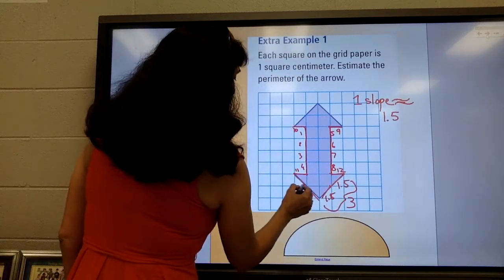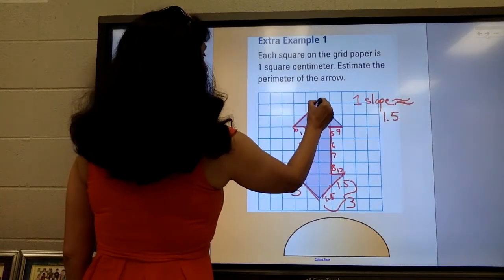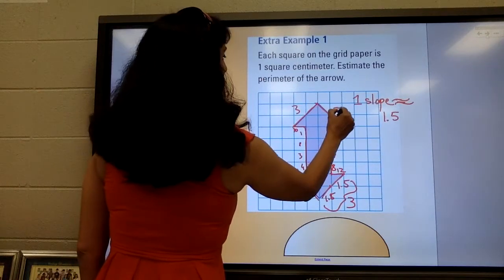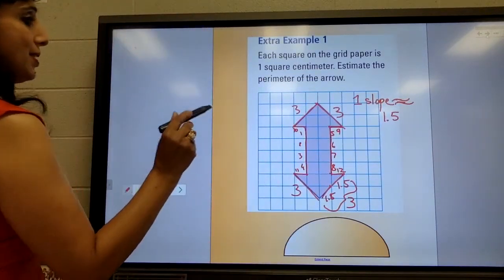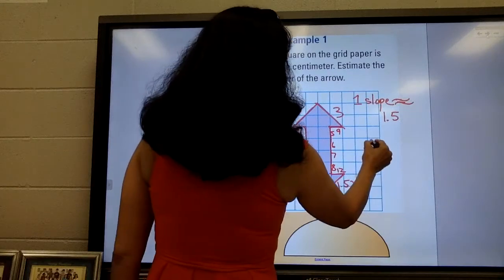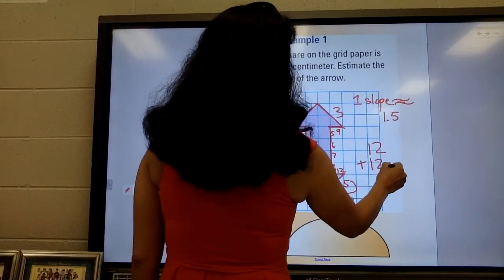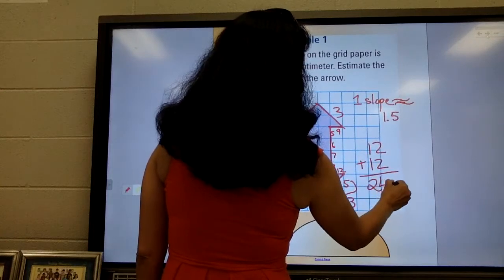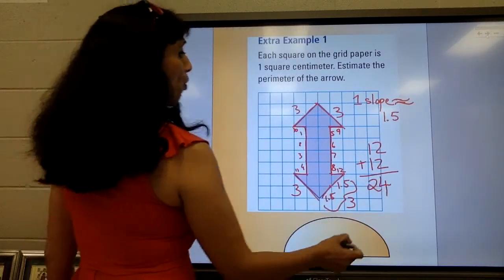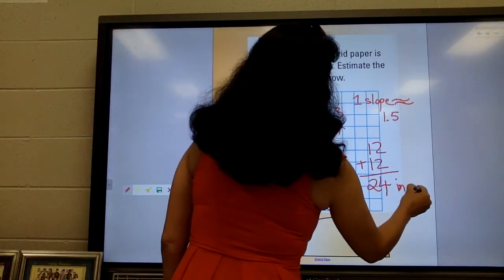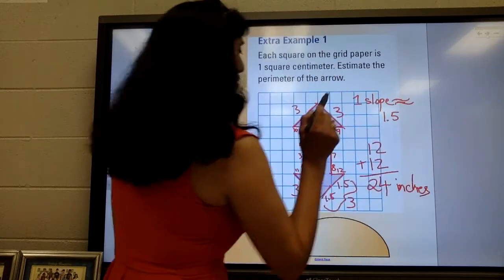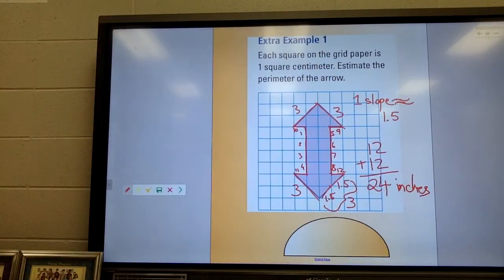If this is 3, this is also 3, this is 3, this is 3. So 3, 6, 9, 12, plus I have 12. So the perimeter of this shape is 24 inches. Okay, perimeter is 24 inches.